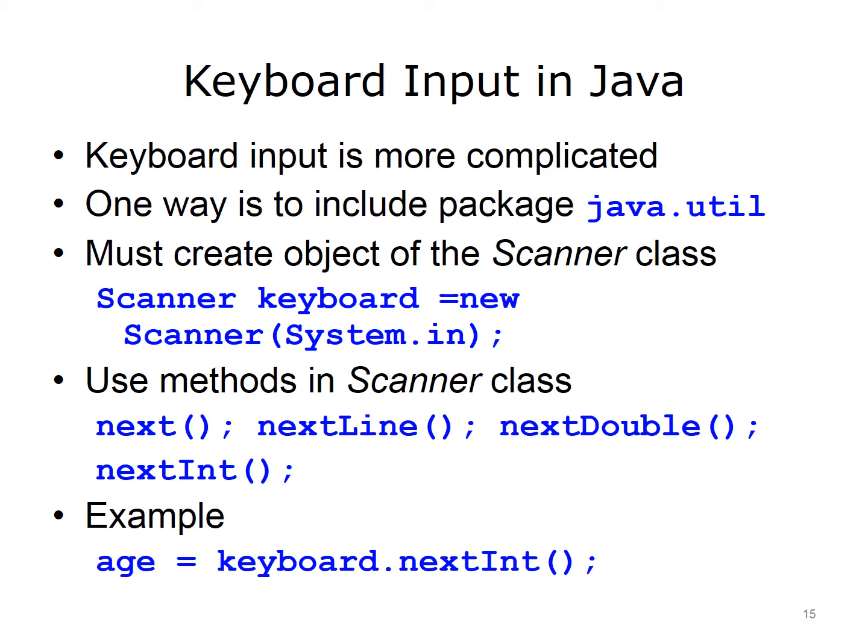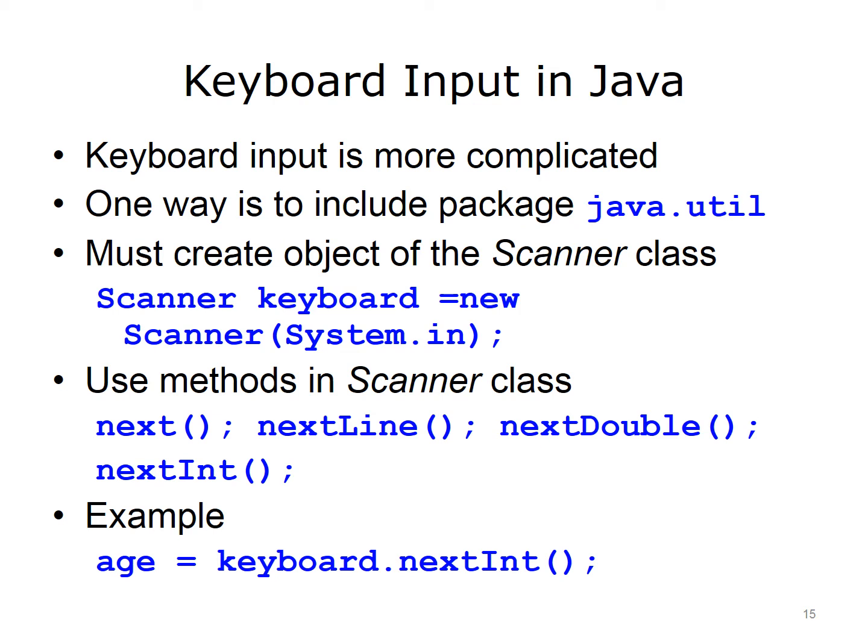Scanner keyboard = new Scanner(System.in); These commands created an object called keyboard that is of type Scanner and gets its input from System.in, which is the keyboard. Methods that are defined in the Scanner class will get input from the keyboard. These methods are next, which gets the next string or word of characters, nextLine, which gets the next line of characters, nextDouble, which gets the next double value, nextInt, which gets the next integer value.